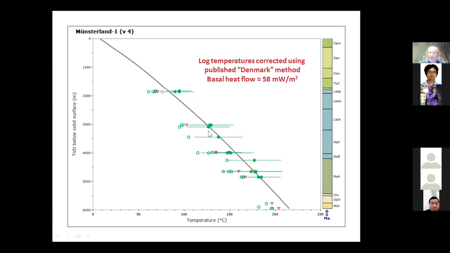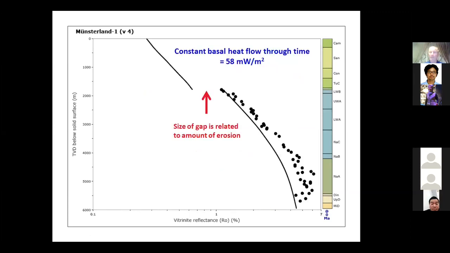I can fit those data beautifully using a basal heat flow of 58 milliwatts. There's nothing magic about that number, but it just shows the temperature data describe a very nice trend that can be easily fit. So I think we've got really good temperature data here, and I think we know the present day temperature profile quite well.